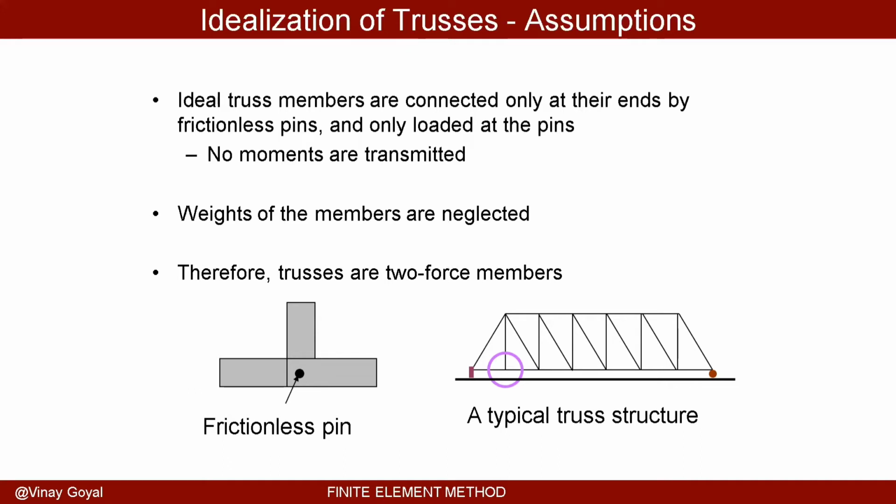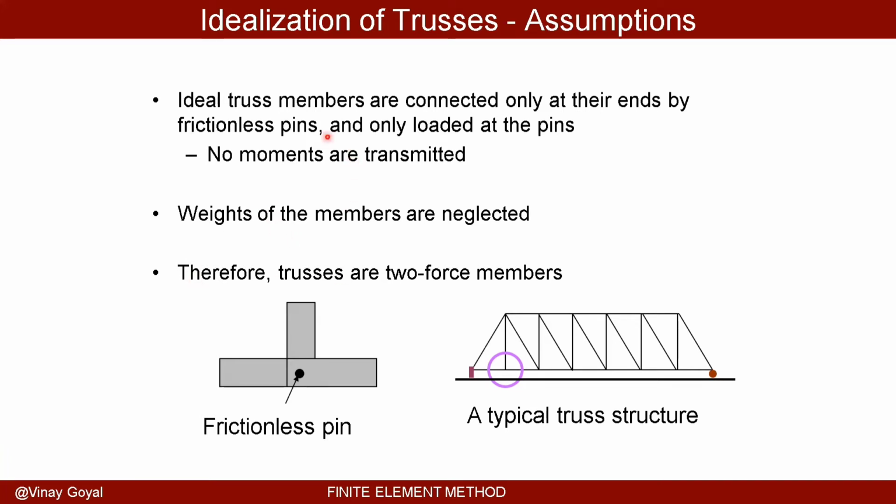Ideal truss members are connected only at their ends by frictionless pins and only loaded at the pins. No moments are transmitted at these locations. The weight typically of these members is neglected. Now, there's ways that people have to consider them. We won't cover it, but it can be done. You can actually consider the weight of these members.